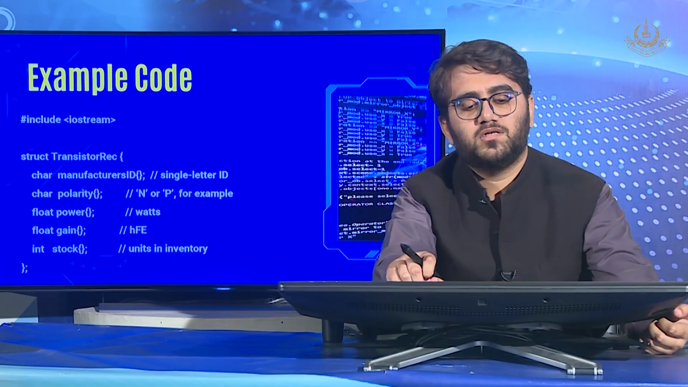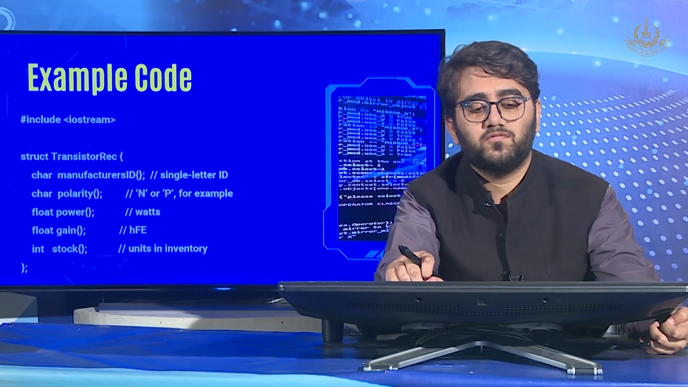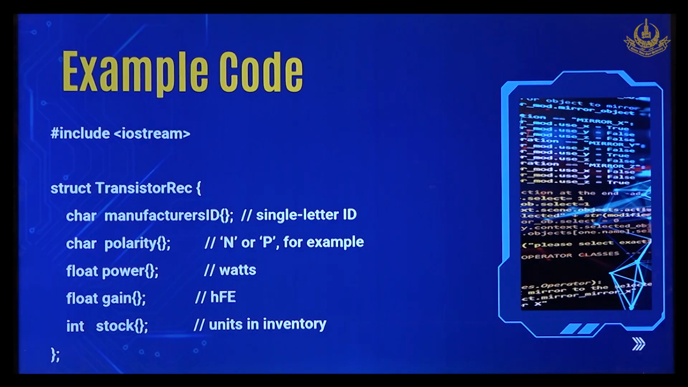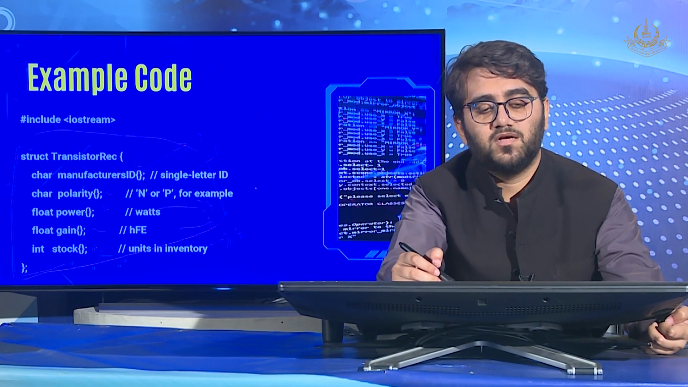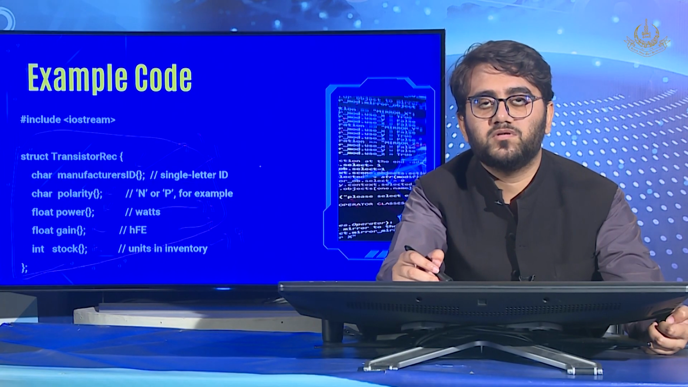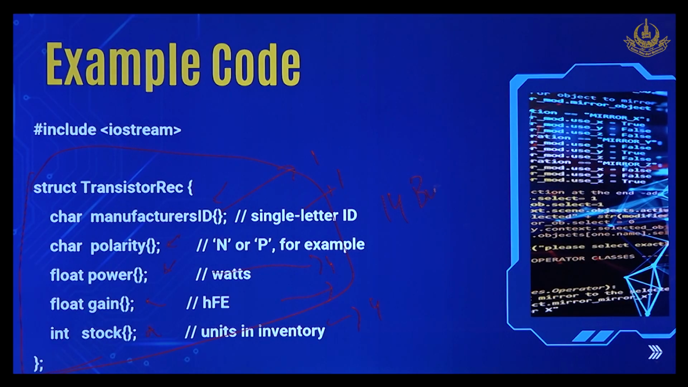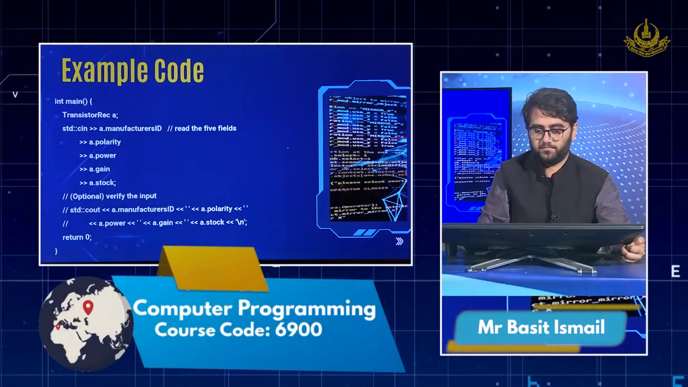Now let us see how we declare structure variables and use them. Suppose we declared a structure like this, a transistor, a structure to show the working of a transistor. A transistor would have a manufacturer ID, a polarity, a float gain, and a stock. If we are to calculate the memory usage of it: first 1 byte, then another 1 byte, then 4 bytes, then 4 bytes, and lastly also 4 bytes. So, 2 floats and 1 integer would be 12 bytes, and then 2 characters, so that would be 14 bytes. Overall this structure would take 14 bytes in memory.